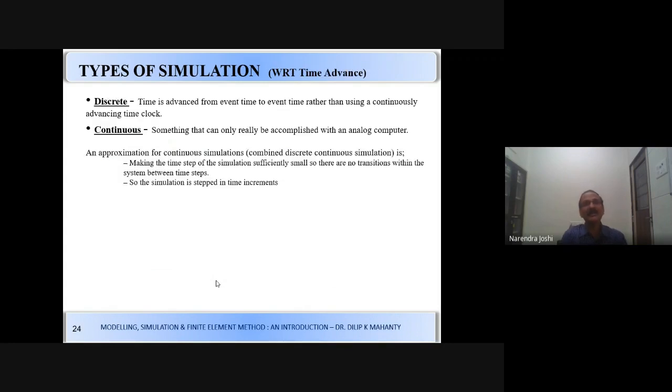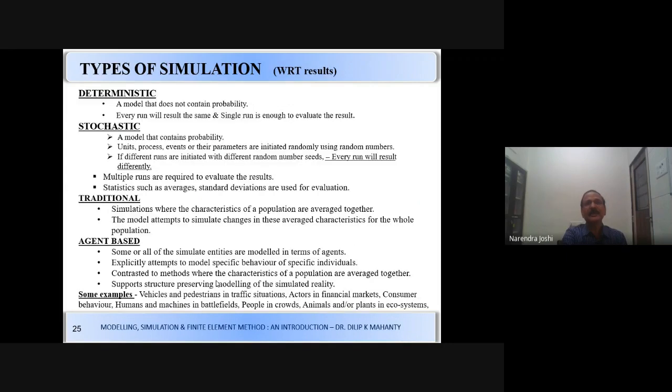With respect to time advance, it is discrete and continuous. We have discussed this time and space concept earlier. So based on those, there are the two simulation types of discrete and continuous. With respect to result or output, the types of simulation are deterministic, stochastic, traditional, agent-based.